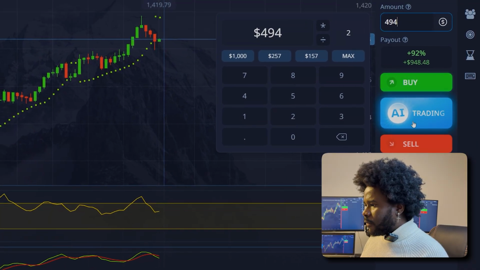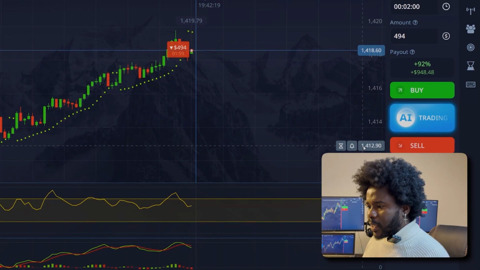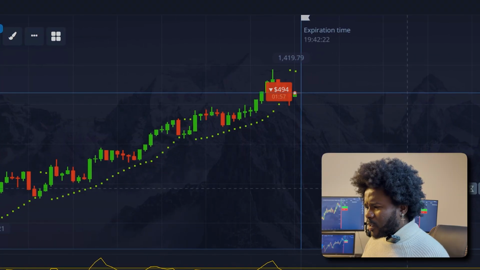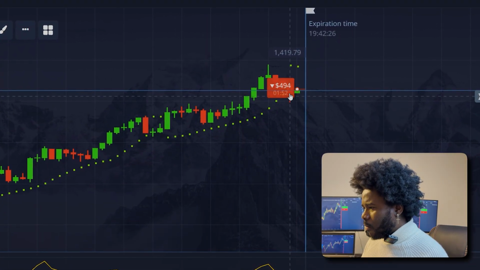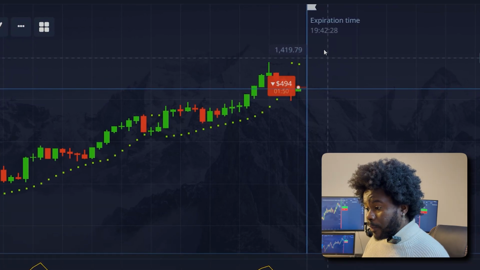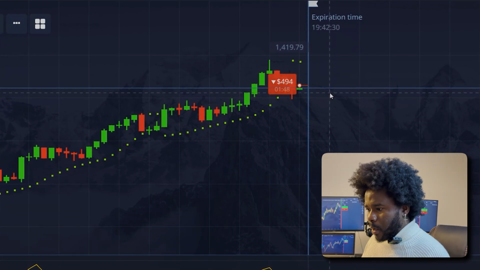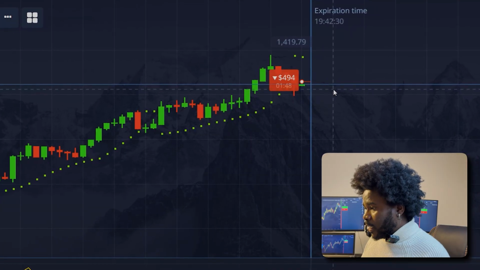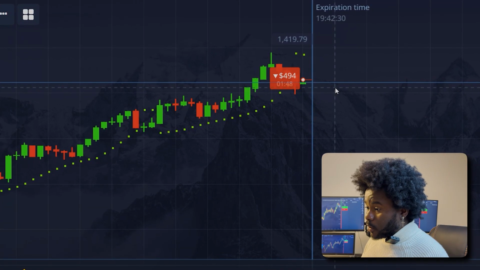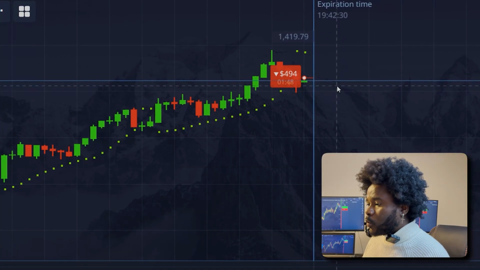I open another sell for the full amount, $494. Before the trade, price was in steady growth and reached a local maximum. Then growth stopped and a red candle appeared. Parabolic dots move above the candles. This is a reversal signal. It shows that growth has ended, confirming downward movement.